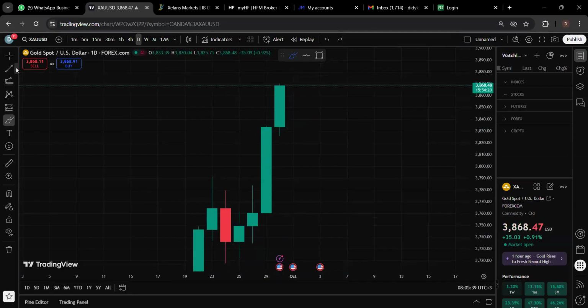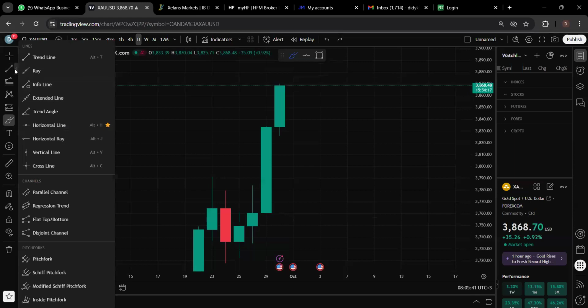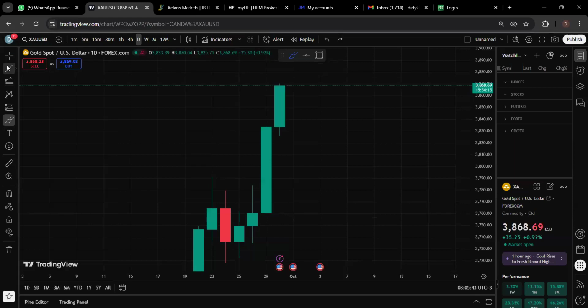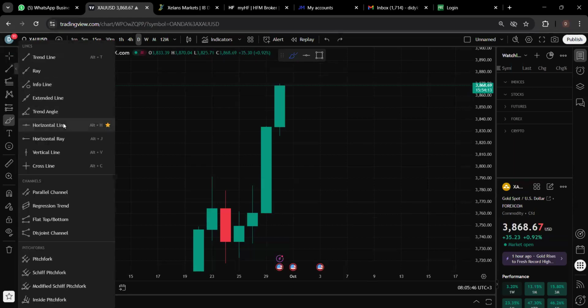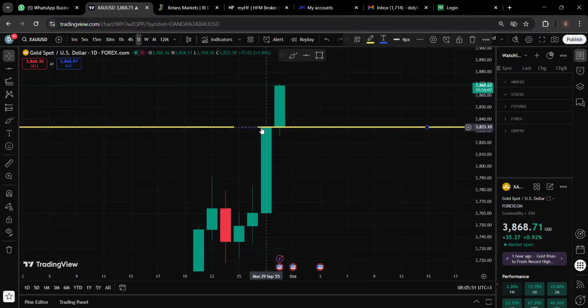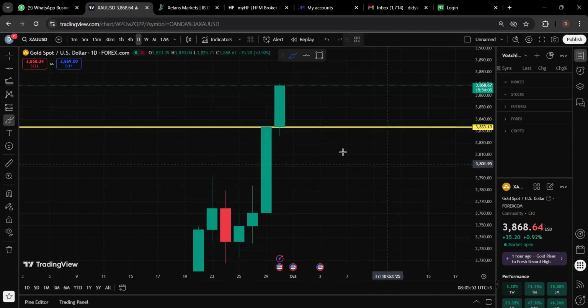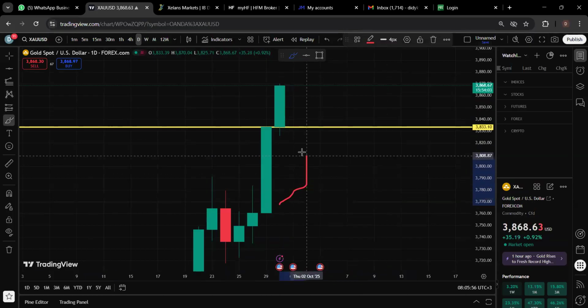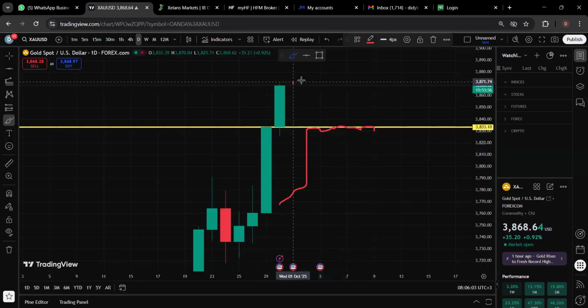Sorry, let me just make a straight line. For you to draw the lines, look at the tools here. The second option, go to horizontal lines, then you click and you draw like this. So you know the next time the market comes up, it might reverse or it might consolidate within this line. If this market goes and then comes down again, it might decide to play games within this region. That's why I'm marking this point of interest.